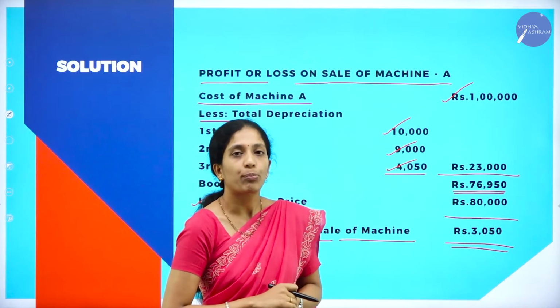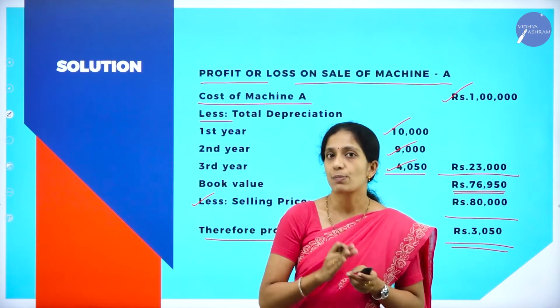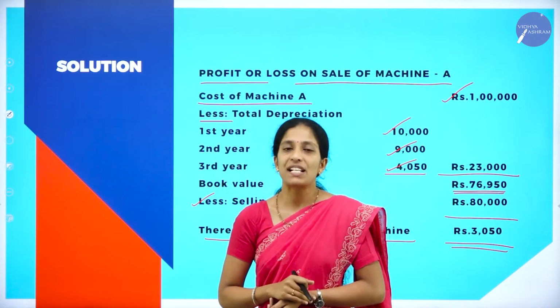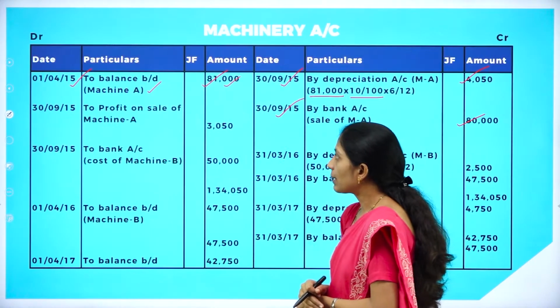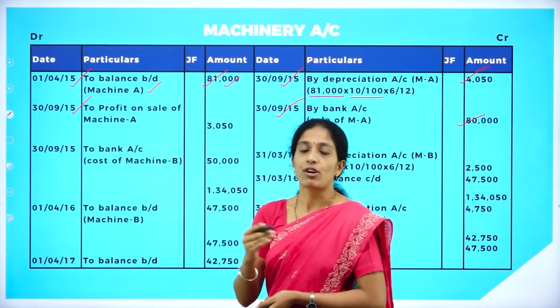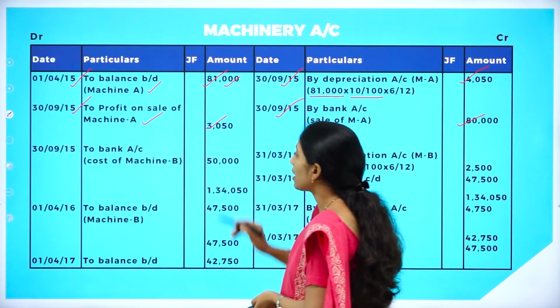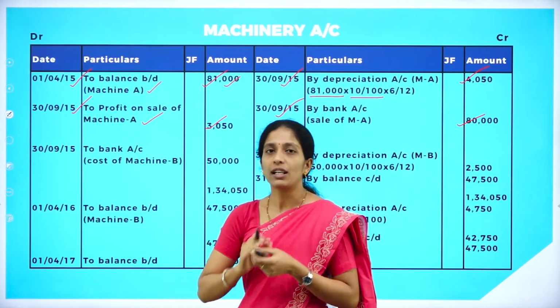We have to record that profit. Where do we record it? If it is a loss, we record it in the credit side of the machinery account. If it is a profit, we record it in the debit side of the machinery account. Now see the problem here: 30th/9/2015, that is on the date of selling of the machine, to profit on sale of machine A, 3,050. Hope you are clear with this.